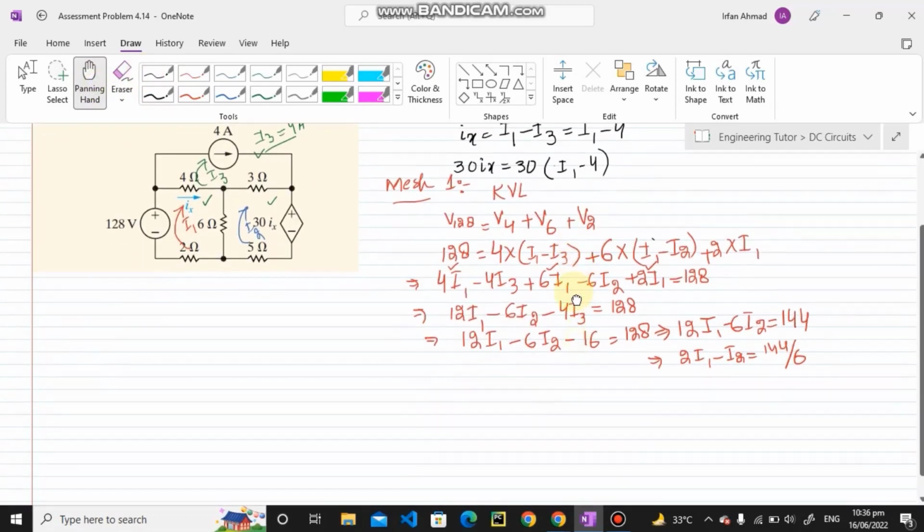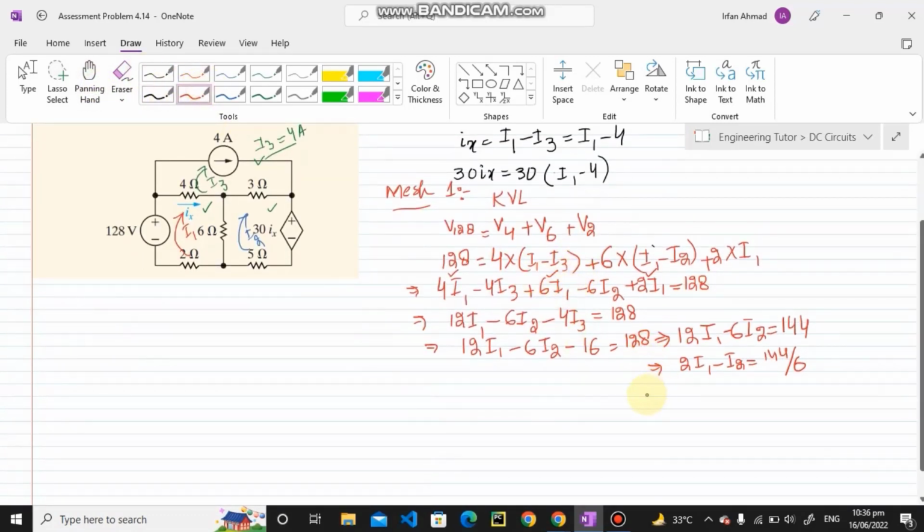Okay, let me move down. So here the equation will become 2 I1 minus I2 is equal to 144 divided by 6, and that is equal to 24. Okay, so that is equal to 24, and let me call it equation number 1. So this is my equation number 1.